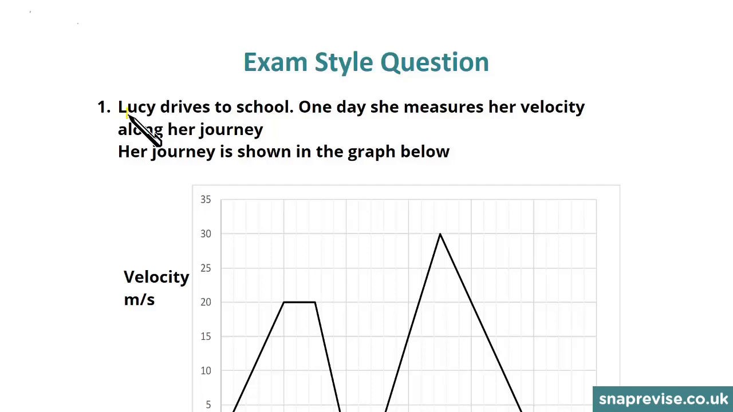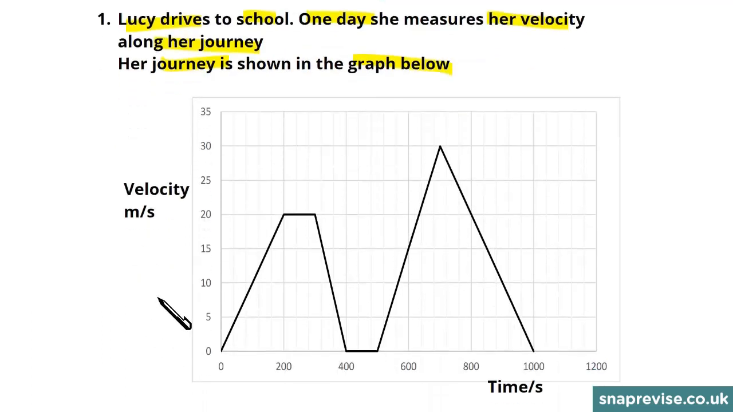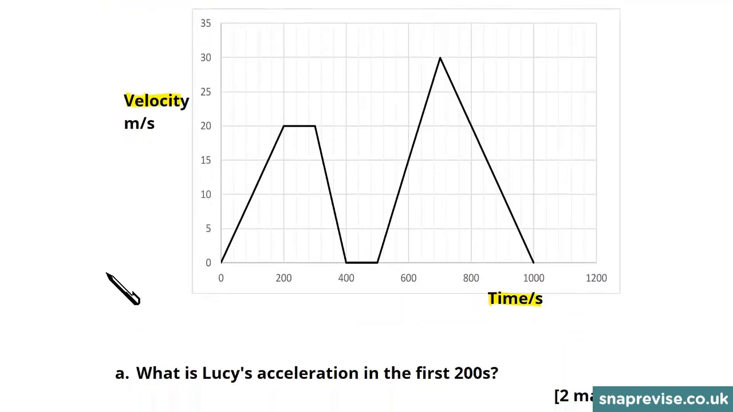We're told that Lucy drives to school and one day she measures her velocity along her journey, and her journey is shown in the graph below. If we take a look at the axes of this graph, one of the axes is velocity and the other axis is time. So this is a velocity against time graph. The first question we're asked is, what is Lucy's acceleration in the first 200 seconds?